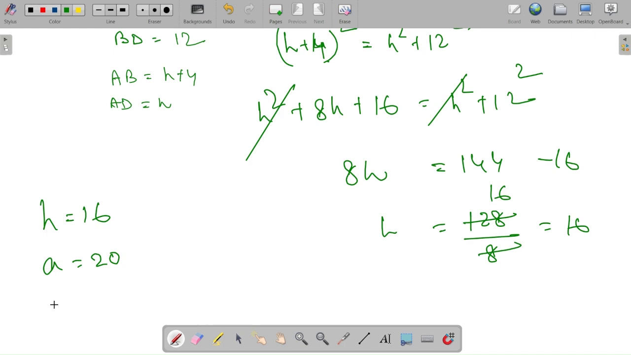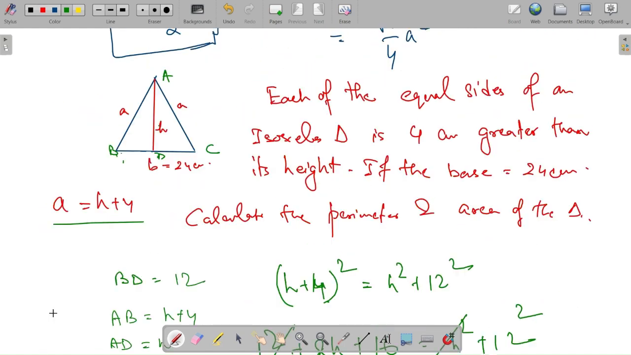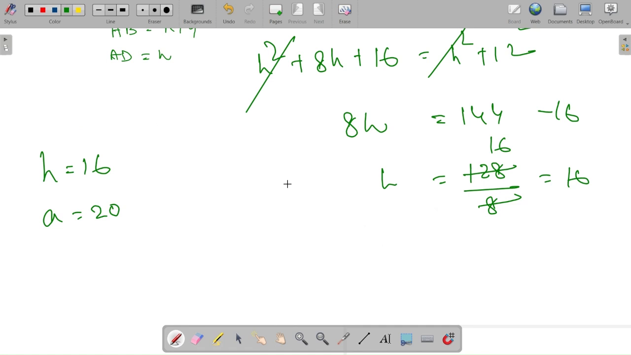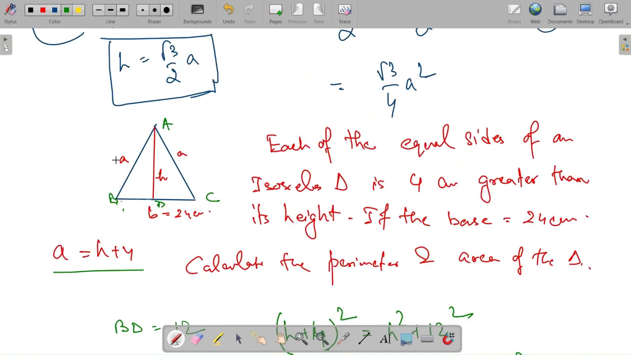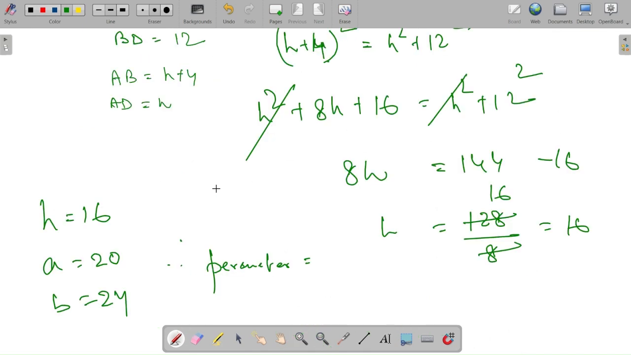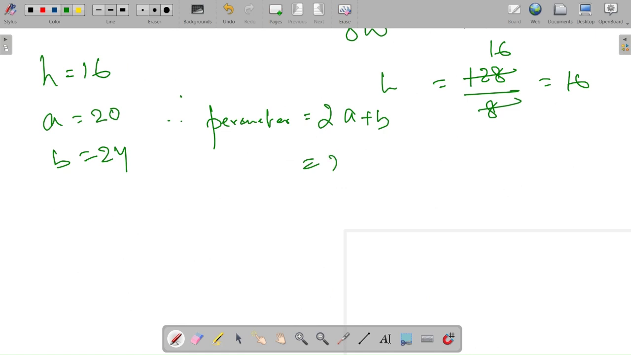Got your guesswork? And your b is 24. Therefore, perimeter of an isosceles triangle will be what? 2 times A plus B, which is equals to 2 into 20 plus 24. 40 plus 24, 64 centimeter. Always write the unit.